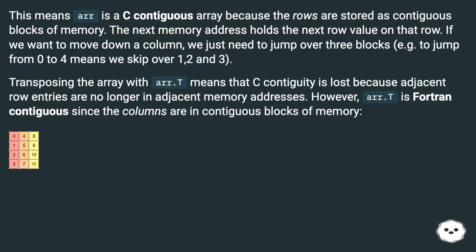Transposing the array with ARR.T means that C contiguity is lost because adjacent row entries are no longer in adjacent memory addresses. However, ARR.T is Fortran contiguous since the columns are in contiguous blocks of memory.